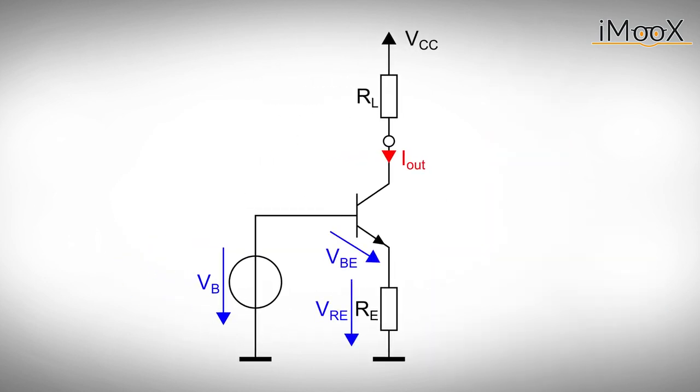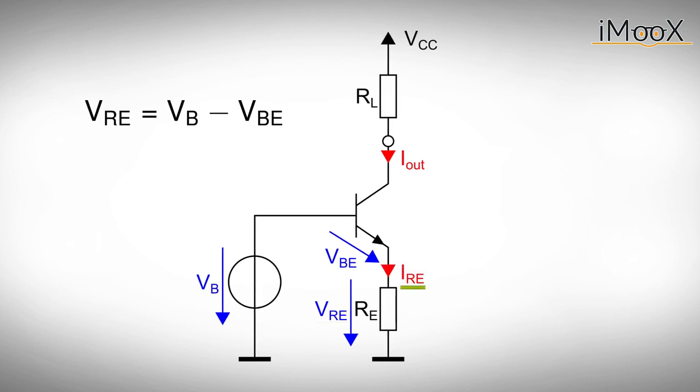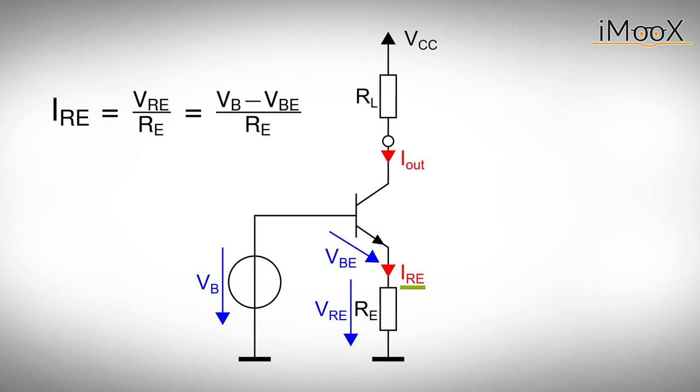The voltage source provides a constant voltage which is high enough to forward bias the base emitter diode of our bipolar transistor. Assuming a constant base emitter voltage VBE of 0.6 to 0.7 volts, we can calculate the voltage at the resistor RE. The current IRE flowing through this resistor equals (VB minus VBE) over RE. If the voltage VB remains constant, so does the current IRE.